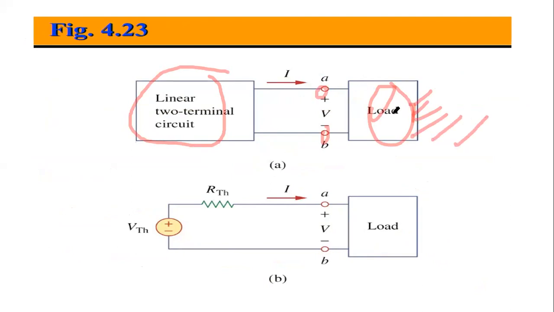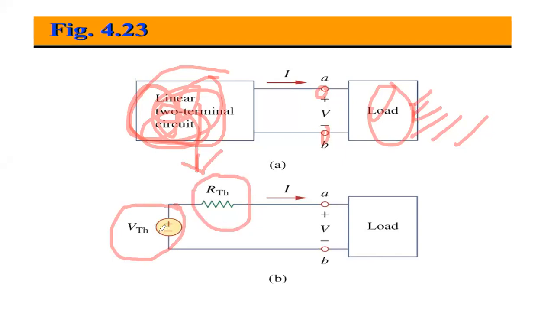If you want to find the current in the load, every time you cannot solve the circuit. But if you are able to reduce the circuit to a voltage source VTH in series with a resistance RTH, then we can easily find this current I. Whatever the load is, we can find the current. If you make the load 10, 20, 30, 40, whatever, you can easily find the current. Current will be voltage divided by total resistance. Total resistance you can find easily, and then voltage VTH. So this is the benefit of any theorem.